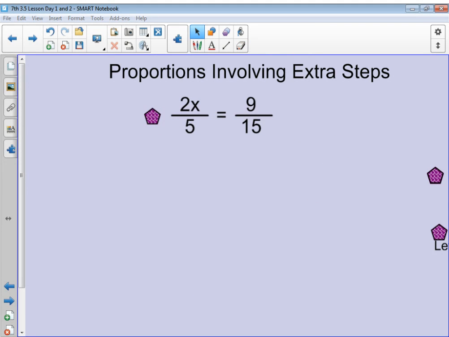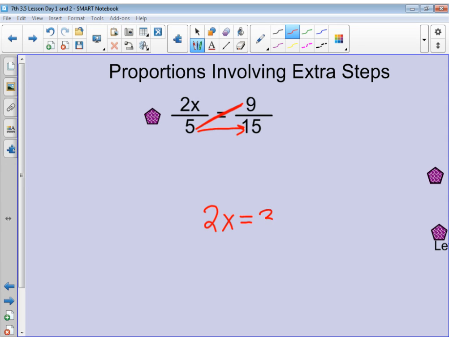Okay. Let's try this one. Same concept. We're going to cross multiply, divide. So I'm going to find out that 2x equals, after cross multiplying and dividing, 9 times 5 is 45, divided by 15 gives me 3. And if you need to use the calculator, you can do that. So now I have 2 times x equals 3. To get x by itself, right now it's multiplying, so we're going to divide by 2. x equals 3 divided by 2, which is 1.5.